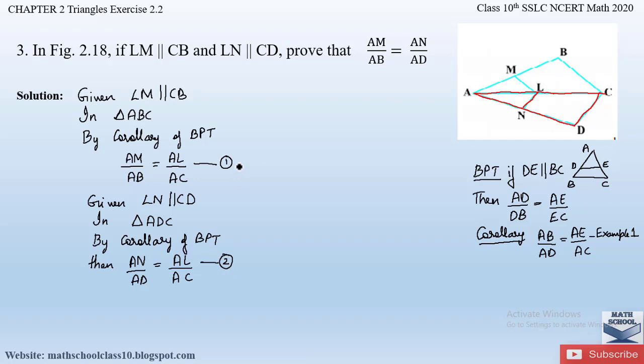Now if you compare equations 1 and 2, you can observe that the right hand sides of these equations are equal, that is AL by AC, and here also you have AL by AC. So if the right hand sides are equal, then we can equate the left hand sides, right? So from equations 1 and 2, we can say that AM by AB is equal to AN by AD. So this is what we have to prove here.